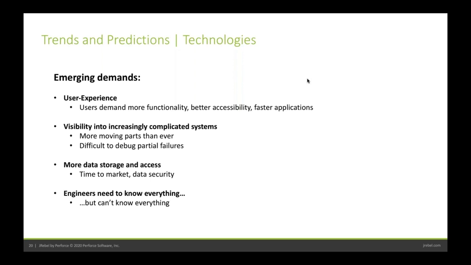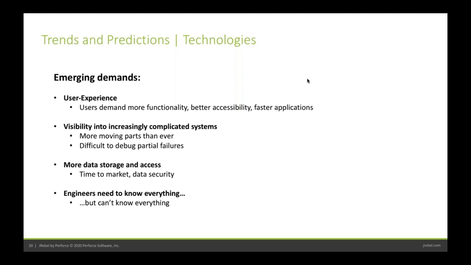Another challenge is as these systems get more and more complex and there's more moving parts than ever, how do we have good visibility? How do we debug these partial failures that span maybe dozens of services, and it only happens in rare circumstances under special load? So that's going to become even more challenging over time as teams get larger and you get more and more microservices in the mix.